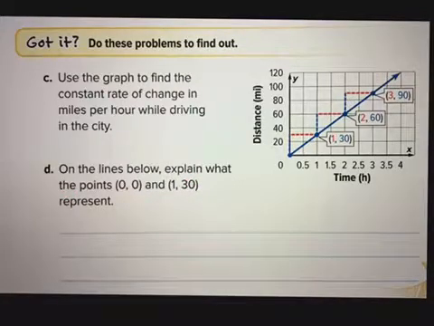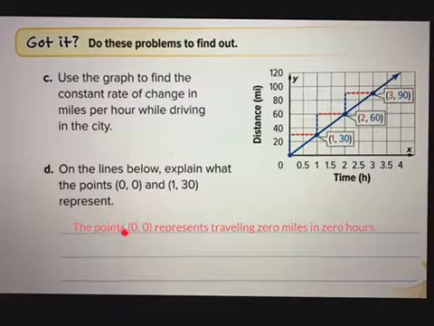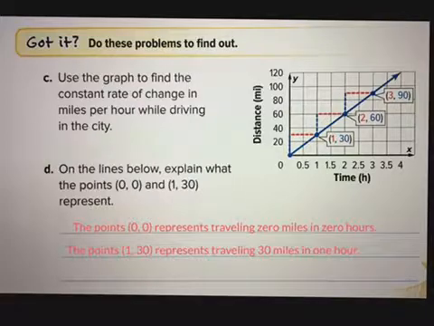So the point 0, 0 represents traveling 0 miles in 0 hours. And the point 1, 30 represents traveling 30 miles in 1 hour. And this is our constant rate of change. Notice it's going up by 30 each time that it goes up by 1 hour. And that is our constant rate of change.